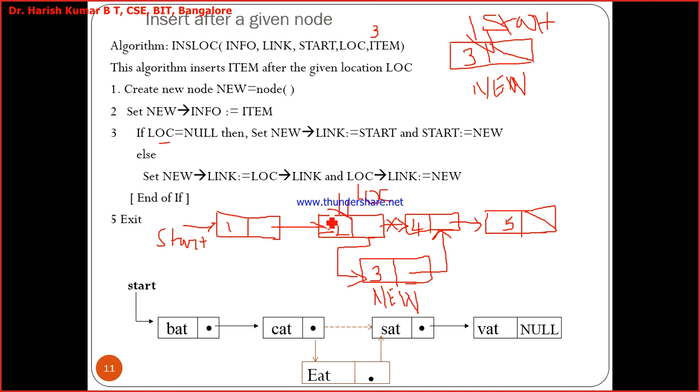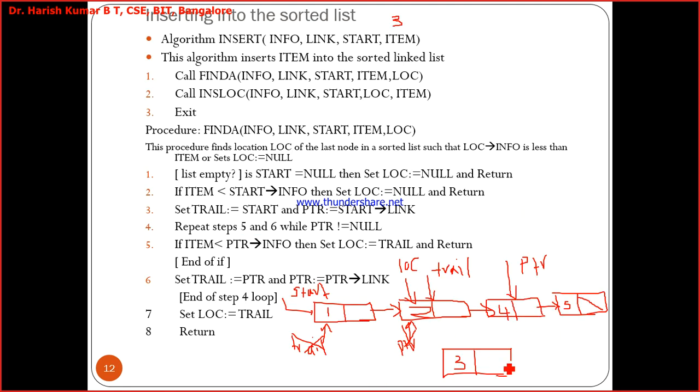Now location is already pointing to 2. Now I go for inserting. Address of this node I'll store here, and address of this new node gets stored here, and this link is broken. Hope you people understood.